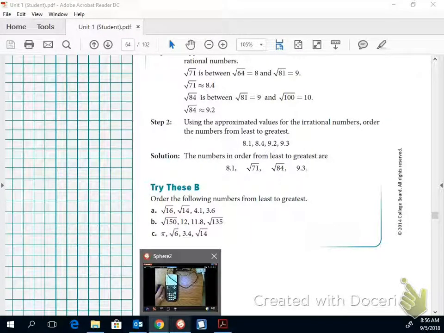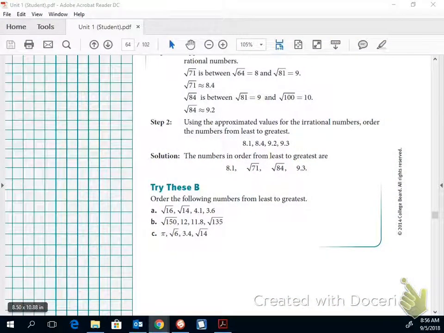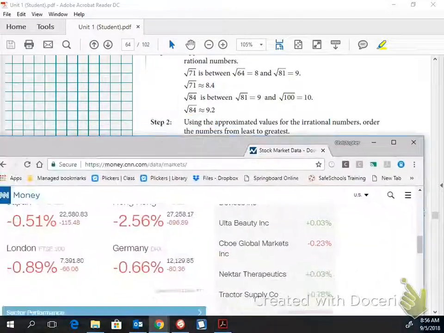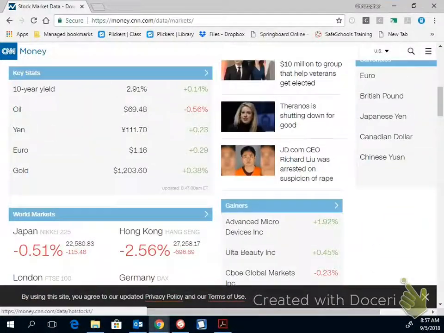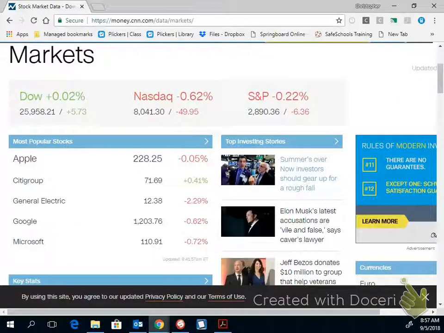Oh, Isaac, I kind of wanted to show you this. Thought it was semi-neat. Stock prices. They constantly change.